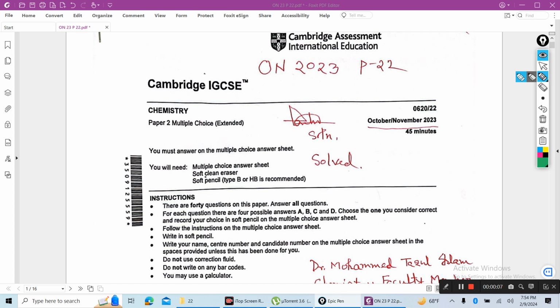Hello students, now I will discuss Cambridge IGCSE Chemistry October-November 2023 paper 22. Paper 2. October-November 2023 paper 22.